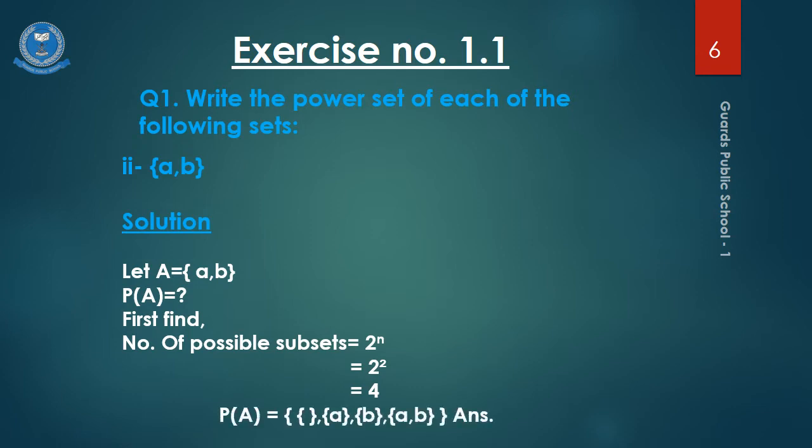So the power set of set A will be: the first set, an empty set, the second set with 1 element, that is A, the third set with 1 element, that will be B, and the last will be a set itself. And all the subsets will be written in a curly bracket. Why? Because a power set is a set of all the subsets of any given set.